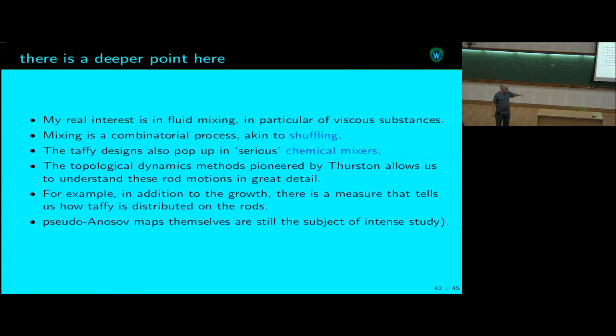There's more maps than pseudo-Anosov maps, but this pseudo-Anosov property is exactly that the motion of the rods is, in a sense, irreducible, meaning any piece of taffy that you put there will propagate to the entire thing. Okay, it's a kind of Markov property, irreducible Markov process properties that you can define for these things.